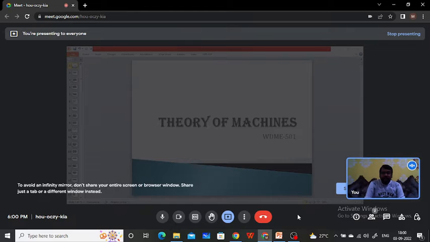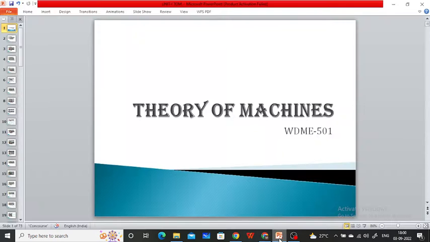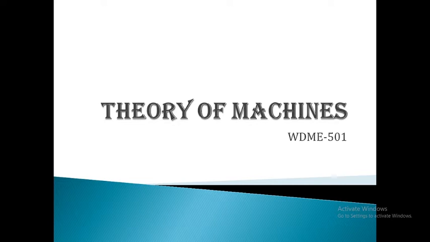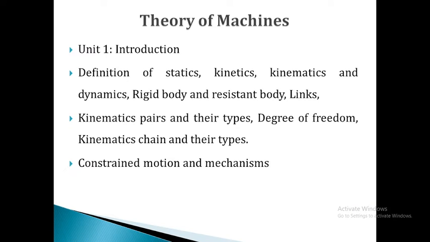Now, come to the topics and syllabus of this subject. Theory of machines, and the code of this subject is WDME 501 for diploma third year students. There are 5 units in this subject, and I am taking around 20 to 22 lectures to complete this syllabus.